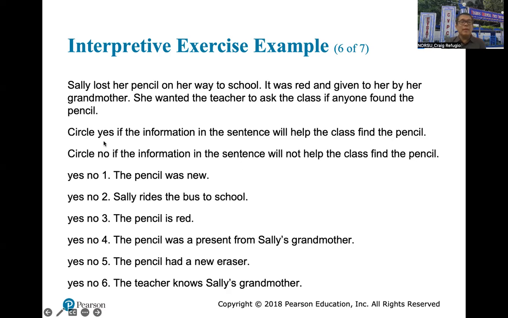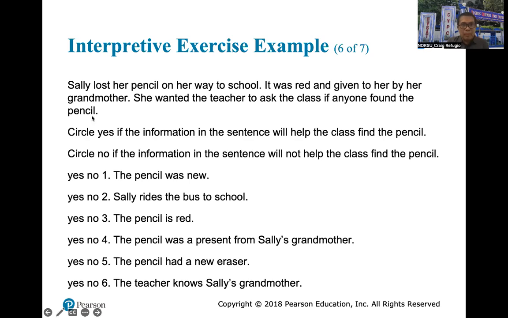So it's only about circling yes or circling no. And then it's all about the given information. Sally lost her pencil on her way to school. It was red and given to her by her grandmother. She wanted the teacher to ask the class if anyone found the pencil.